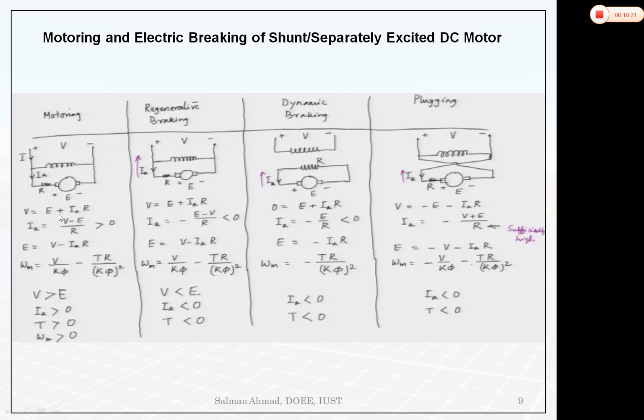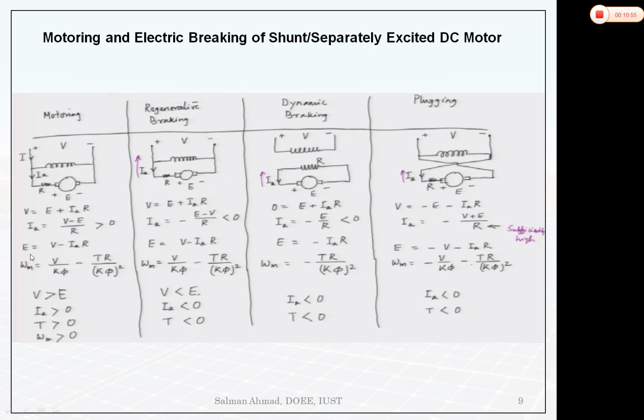So V is equal to E plus IA RA. So voltage across this is back EMF plus the drop in this resistance. This resistance is the total resistance in the armature circuit. So IA, the armature current in motoring mode, will be (V minus E) upon R, that is positive because V is more than E. For motoring operation, armature voltage must be greater than back EMF, then only the current will be positive. So back EMF we can write from this equation as V minus IA into R.